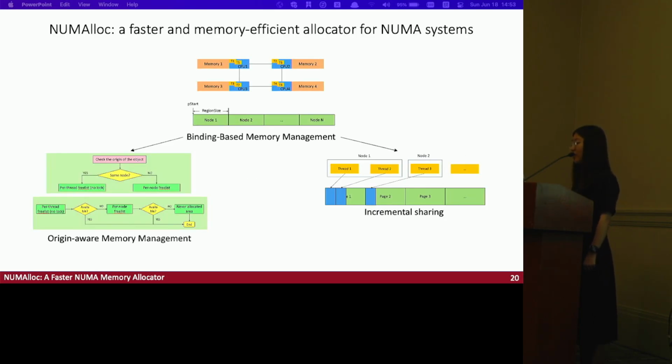In summary, we propose NUMAlloc, a novel memory allocator designed specifically for NUMA architecture. On top of binding-based memory management, we further propose origin-aware memory management and incremental sharing, which makes NUMAlloc a faster and memory-efficient allocator for NUMA systems.